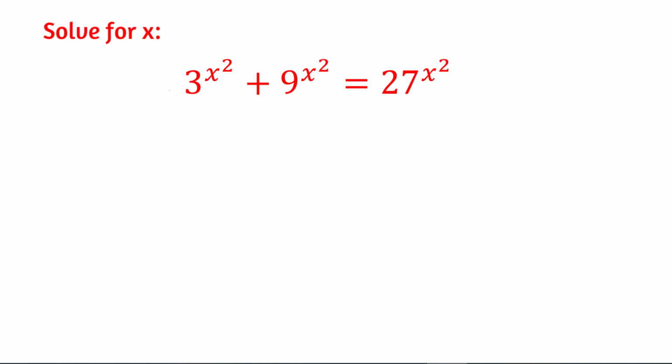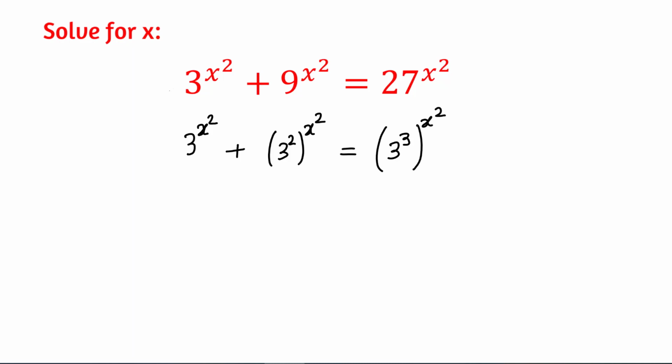So in this problem we have to find the value of x. Let us write. So we have 3 raised to the power x, and then raised to the power 2, and we can write 9 as 3 raised to the power 2, and raised to the power x square, and this is also basically 3 raised to the power x square. And this is 27. I can write 3 raised to the power 3 and this raised to the power x square.